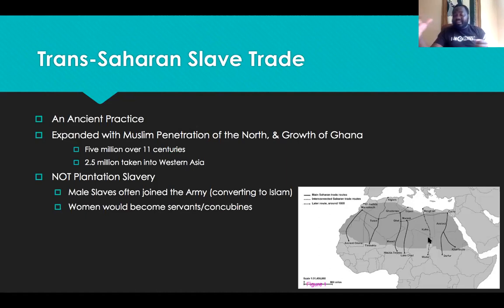It wasn't that sort of chattel slavery where you are enslaved and sold at the market, then are brutalized throughout your life and sold from owner to owner, and your children are born into slavery as well. It was different. It had its own brutalities, but it was different and very different in scope. So that's the institution that precedes the transatlantic slave trade.